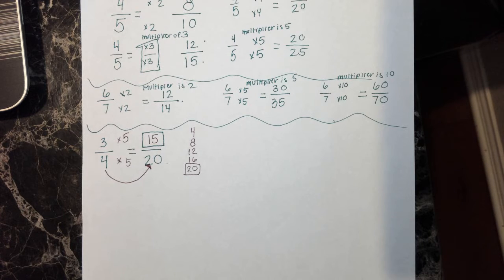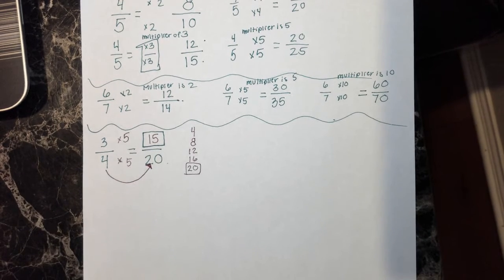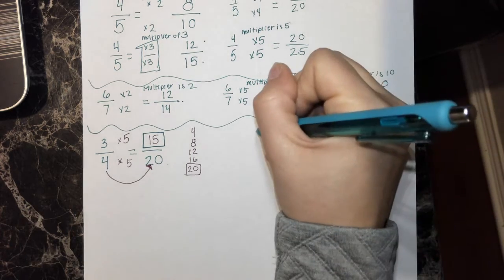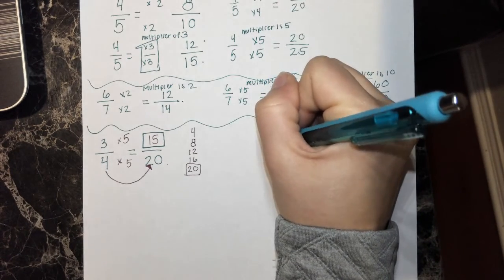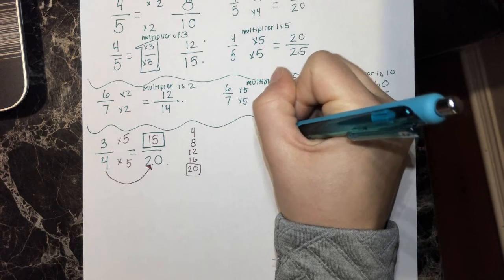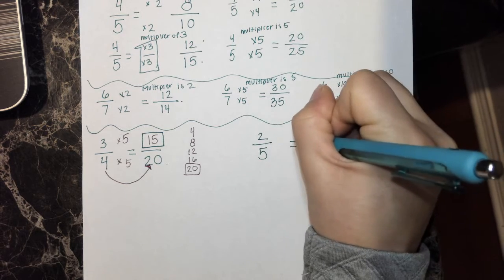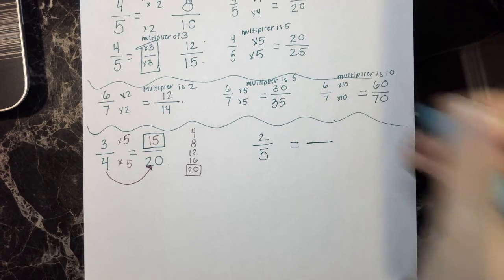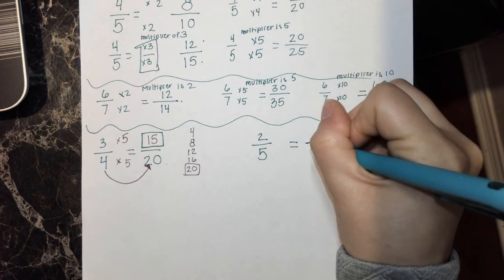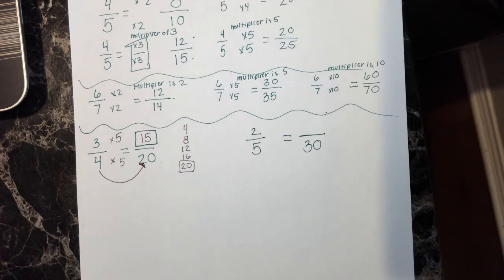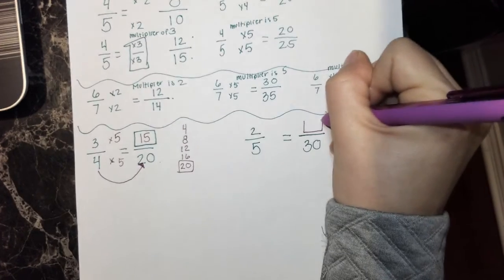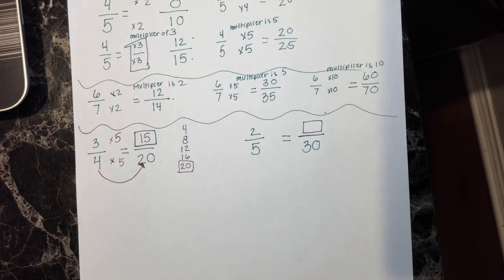Okay, I'm going to give you guys a couple to do on your own. You're going to pause. We're going to go one by one now, so I'm not giving you a bunch and having you pause. I'm going to give you one, have you pause, and then we'll go over it. Let's try 2/5. I want to know 2/5 is equivalent to how many 30ths? I'm trying to find what is my missing numerator. Go ahead and pause this video and find out how many 30ths is 2/5.